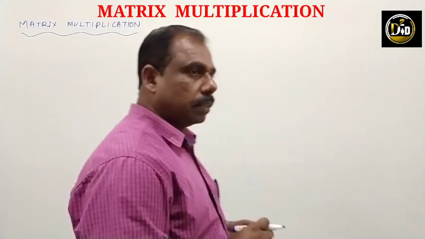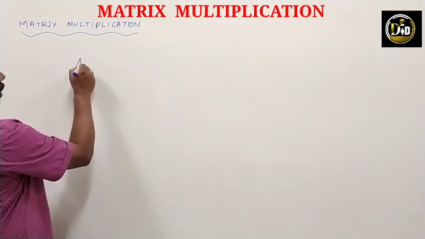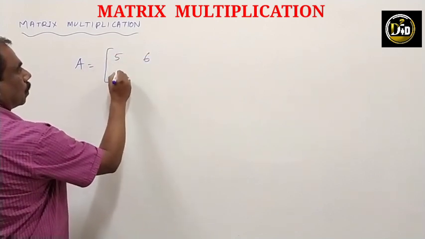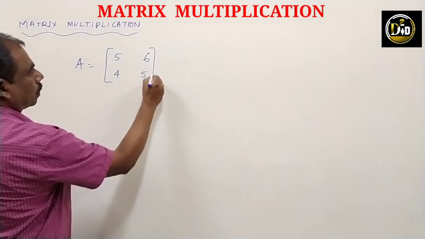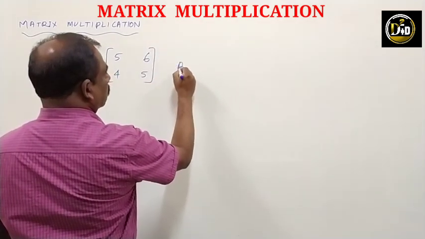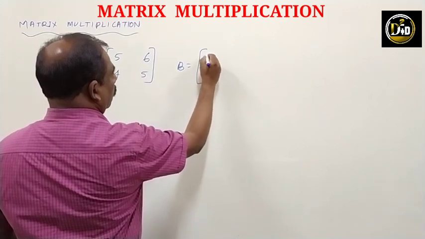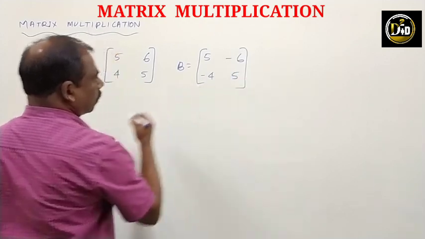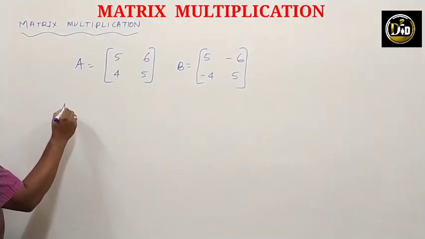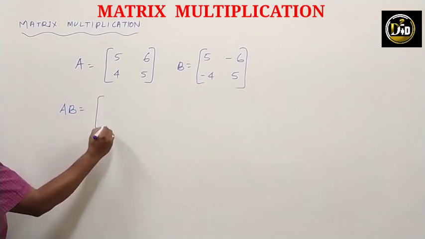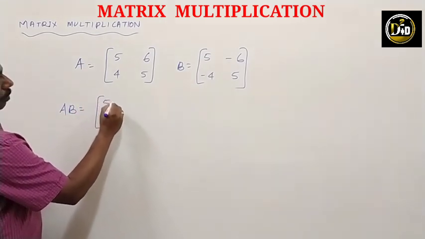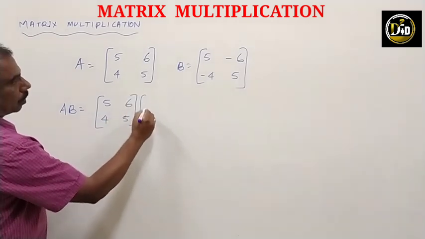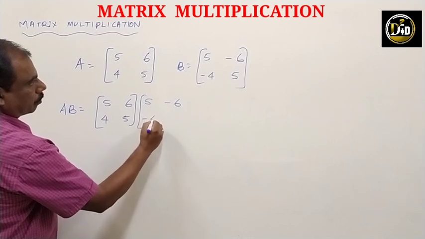Now we take two matrices A and B. Let A is equal to matrix 5, 6, 4, 5, and B is equal to matrix 5, minus 6, minus 4, 5. Let A into B is equal to 5, 6, 4, 5 into 5, minus 6, minus 4, 5.